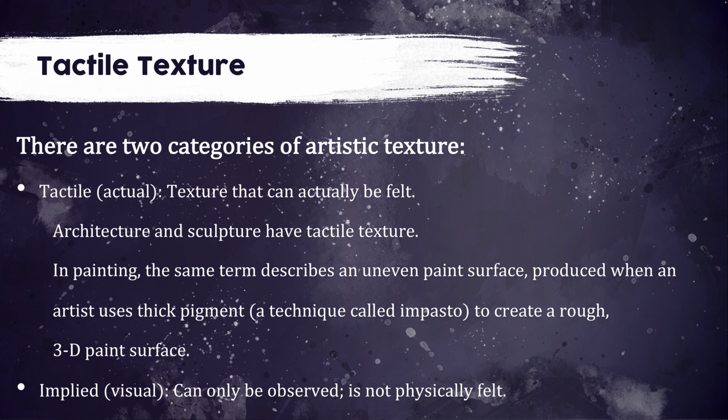Kind of like going way back to our lines, where we have physical lines, implied lines, etc. It can work similarly with texture, right? So there are basically two categories of artistic texture, tactile and implied, right? So a tactile or actual texture is texture that can literally be felt.